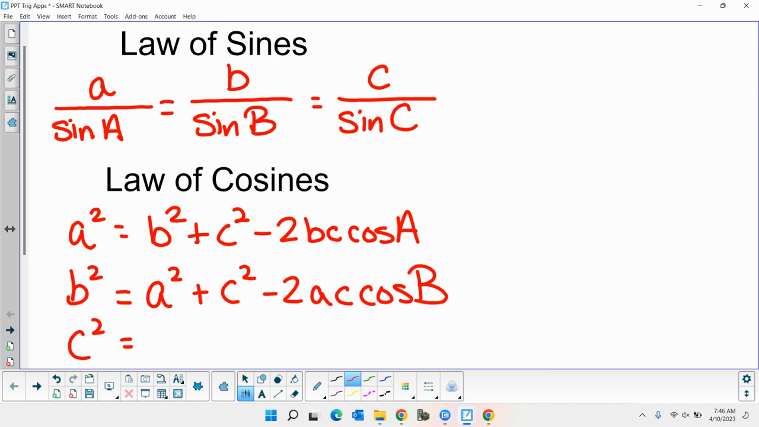Or, depending what information we're given, if angle C was the angle they gave us, one side angle side, we'd use this one. And A and B over here.